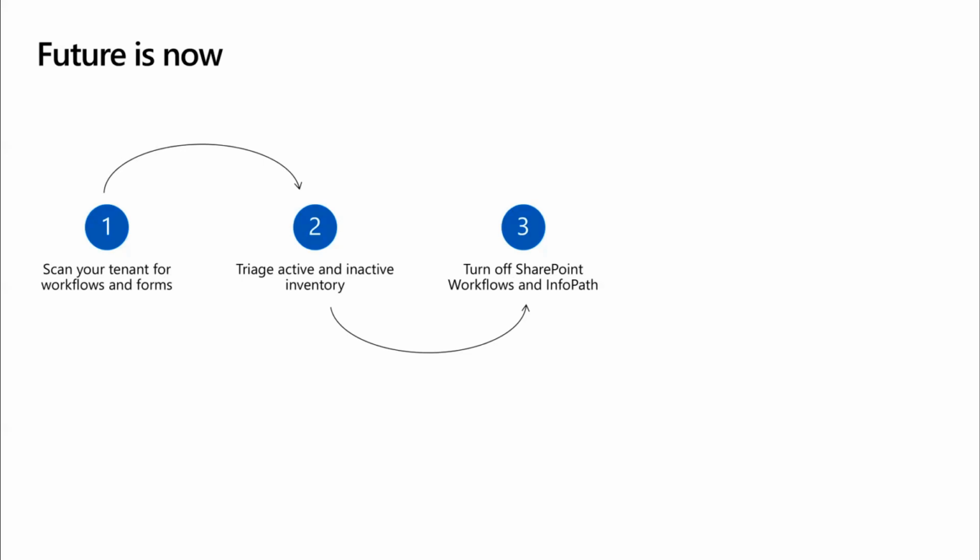So what can you do today? Well, in simple terms, you can start scanning. Download the Modernization Scanner tool, scan your tenant for workflows and forms, and triage the active and inactive inventory. Like some things may be important, some things you will find out, geez, this was created 2 years ago. Why is this even there? This hasn't been published at all, right? So things like that, triage them. And if you want to go to specific site collection owners, you can go and do that as well. And finally, look at options to turn off SharePoint Workflows and InfoPath.